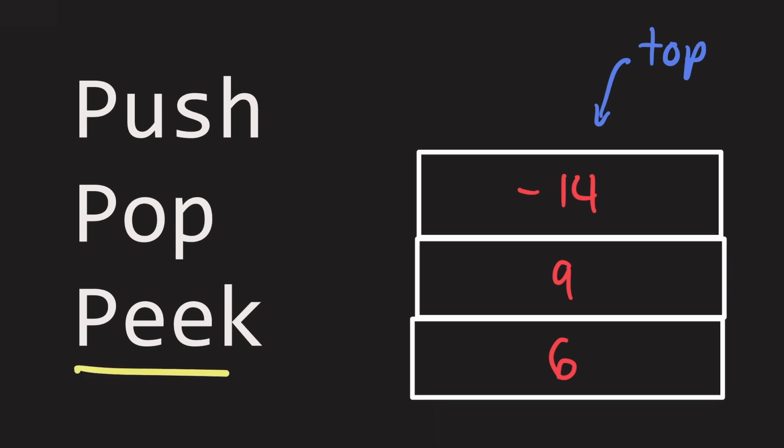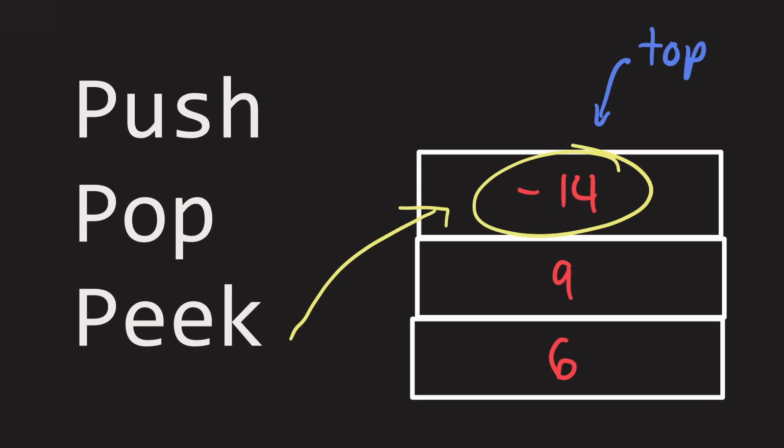Now let's use the peek method. This just returns whatever's at the top of our stack. In this case it happens to be -14. Peeking does not alter the stack in any way.